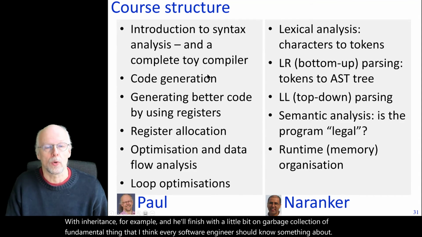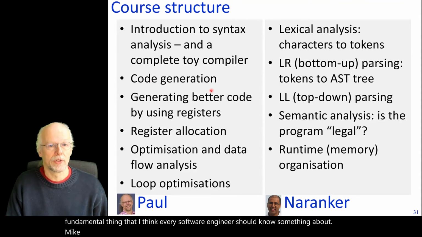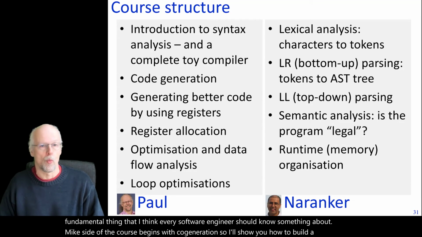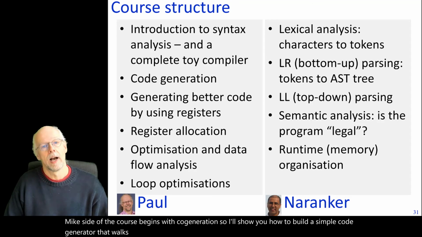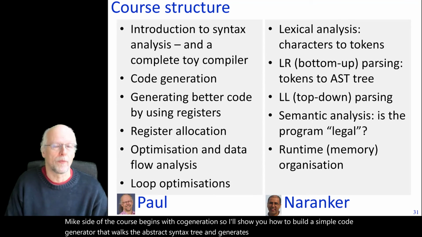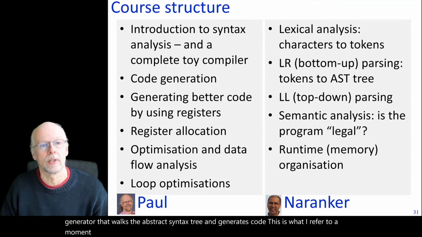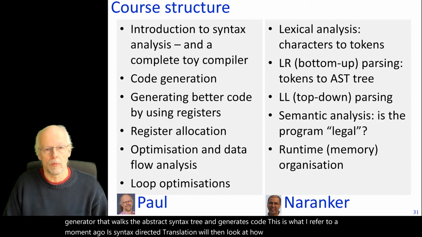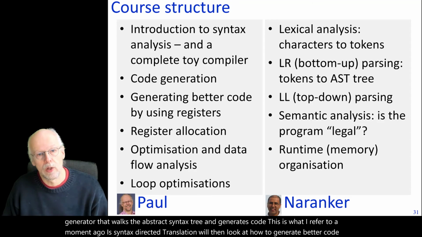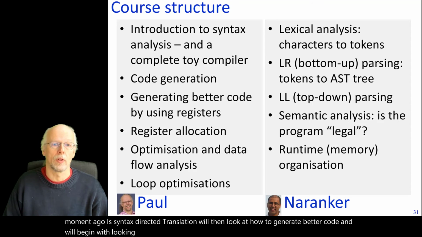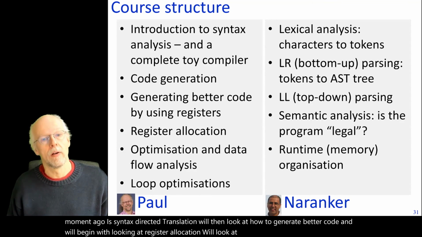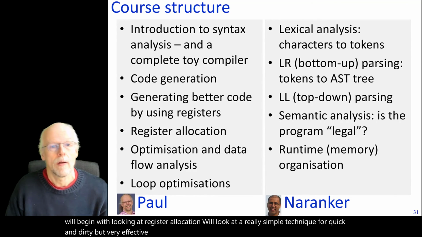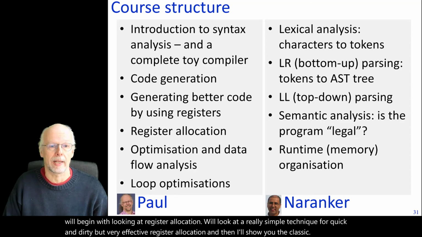My side of the course begins with code generation. So I'll show you how to build a simple code generator that walks the abstract syntax tree and generates code. This is what I referred to a moment ago as syntax-directed translation. We'll then look at how to generate better code. And we'll begin with looking at register allocation. We'll look at a really simple technique for quick and dirty, but very effective register allocation. And then I'll show you the classic graph coloring register allocator.